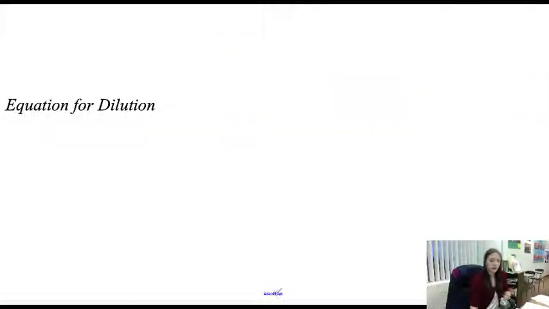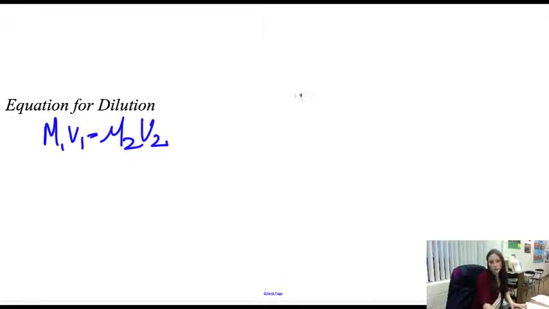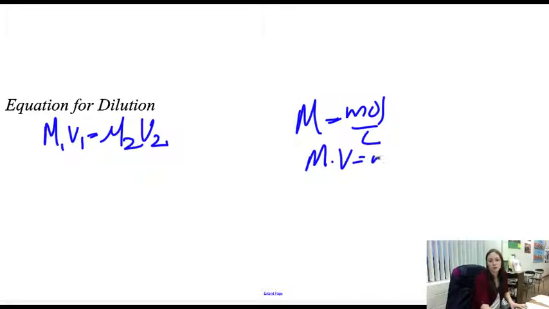So we can just use a very easy equation where you have M1V1 equals M2V2. Because your moles stay the same, remember that molarity is moles per liter. So molarity times liters, or my volume, is my moles, and the moles before equal the moles after. So we can just do it like this: M times V equals M times V. It's very easy. It doesn't matter which one's which, as long as you have the same correct things on the right side. So let's try one here.